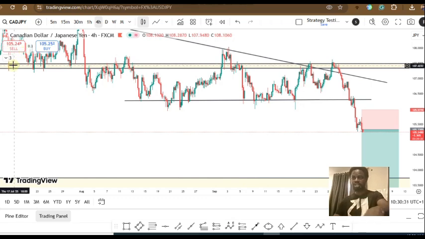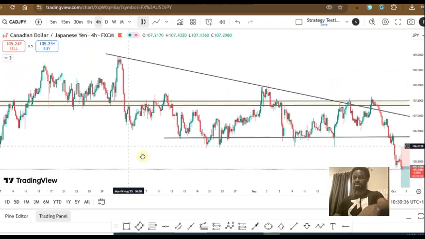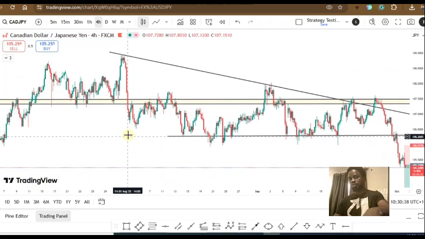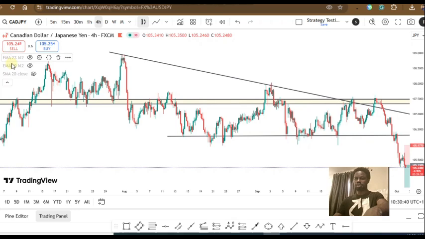It's just two moving averages. If you know how to trade it, even if you don't know how to analyze the chart the way I'm analyzing it, that moving average alone will help you. All right, so let me put it on. Let me show you what I'm saying.